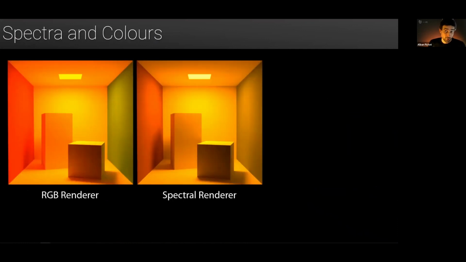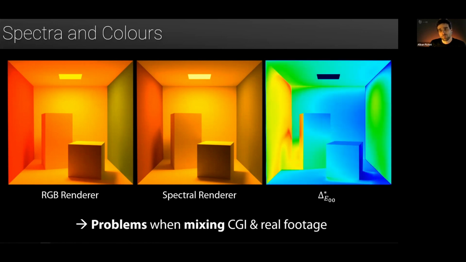A spectral renderer, contrary to its RGB counterpart, basically transports and attenuates spectra instead of colors, and this provides much more accurate results in terms of color accuracy, as you can see in the image here. It's the same scene, but rendered with 2 different rendering methods. And this is especially important when you want to mix real footage with CGI scenes.